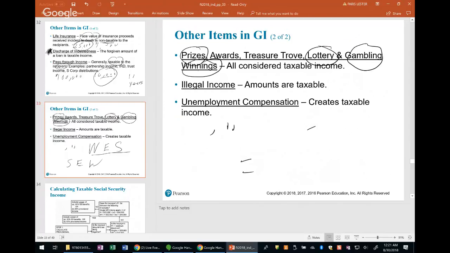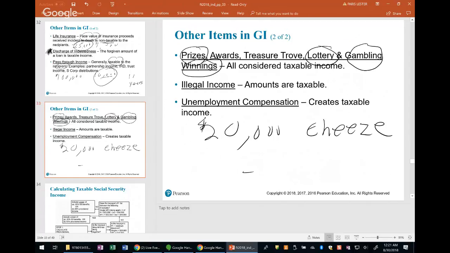My deceased mother-in-law won $20,000 in cheese. $20,000 in cheese. She was teaching school at the time, and she was in a 25% tax bracket. Well, what is 25% of 20,000? 5,000. IRS wanted her to pay 5,000 in taxes if she took the 20,000 in cheese.